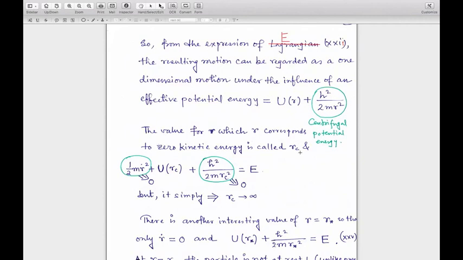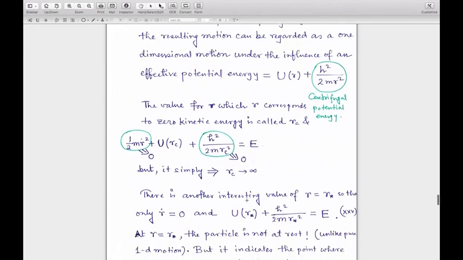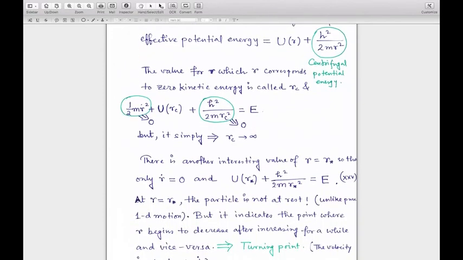Some critical R or something. Okay, that means the total kinetic energy is zero, and your U will be equal to E. And what is the meaning of that? This is zero. R dot is zero, and R is infinity. So that you can easily understand, only at infinity can the particle have a total kinetic energy of zero.